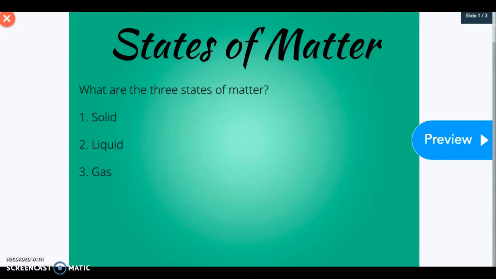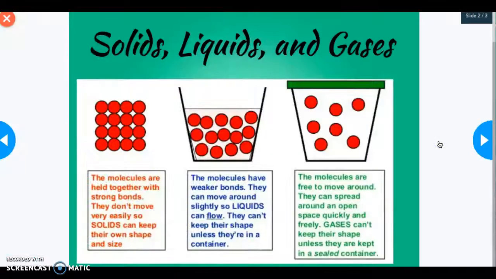But before we begin, I am going to refresh your memory on the material that we learned from class last week. We learned that there are three states of matter. There are solids, liquids, and gases. We learned that solids are molecules held together by strong bonds and that they can keep their own shape and size. We learned that liquids are molecules that have weaker bonds and that they can't keep their shape unless they're in a container. And lastly, we learned that gases are molecules that are free to move around and that they can't keep their shape unless they're in a sealed container.